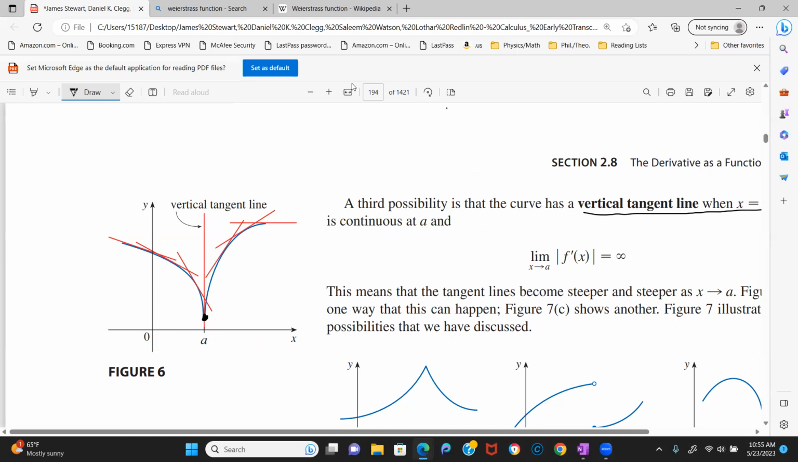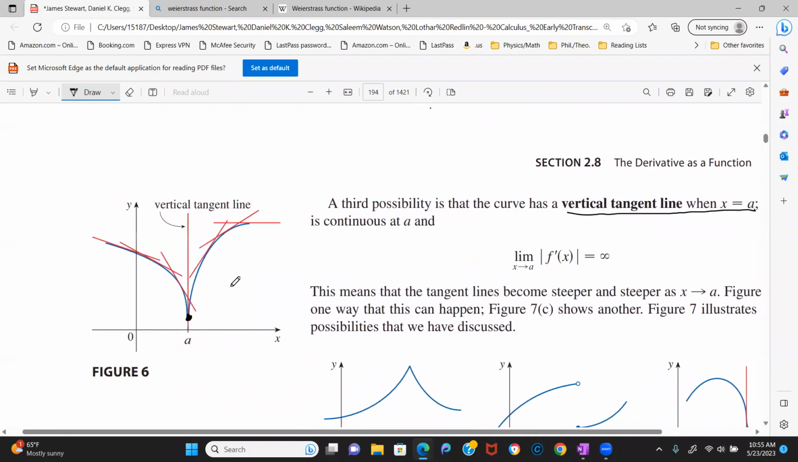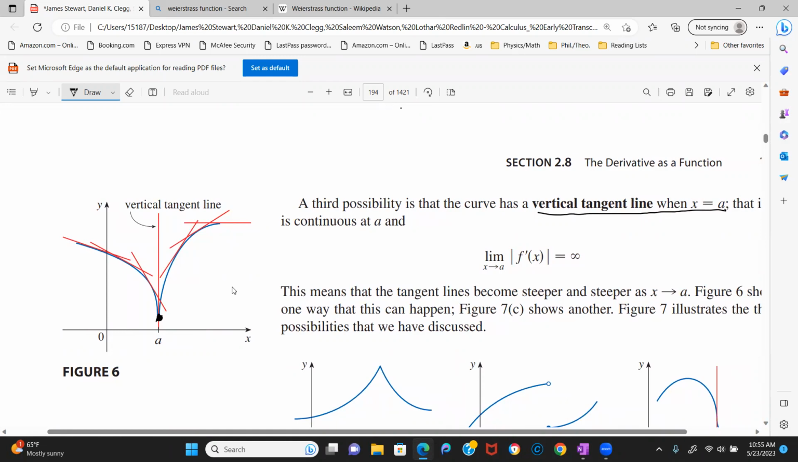In the case of the absolute value, the tangent lines approached completely different lines. The tangent lines on the left side were approaching the line with slope -1, and the tangent lines on the right side of 0 were approaching the tangent line with a slope of 1. But in this case, these tangent lines are both approaching a tangent line with an infinite slope. So this is a case where the derivative doesn't exist. I don't know why they're calling it a third possibility. It still has to do with this fact that you have this corner or this cusp right here.